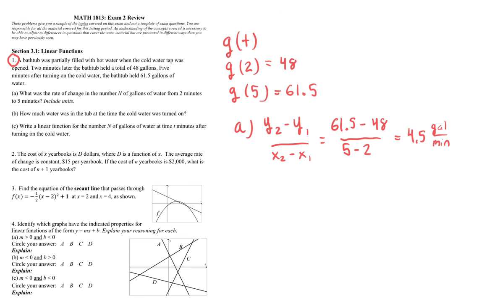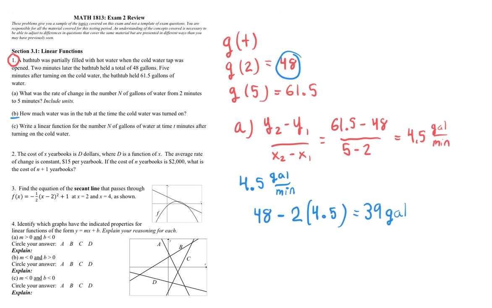So now for part B, how much water was in the tub at the time the cold water was turned on? We know that 4.5 gallons per minute is the rate at which the water is going in, and we know at 2 minutes it's 48. So what we're going to do is 48 minus the 2 minutes times the rate of water which is going in, which gets us 39 gallons.